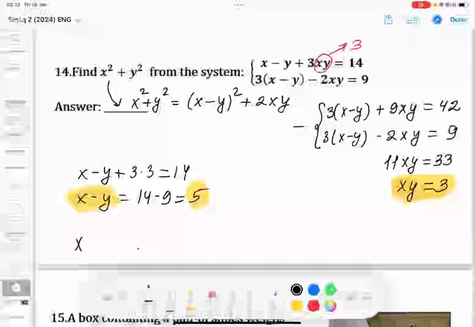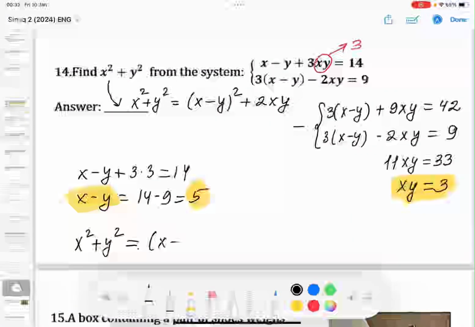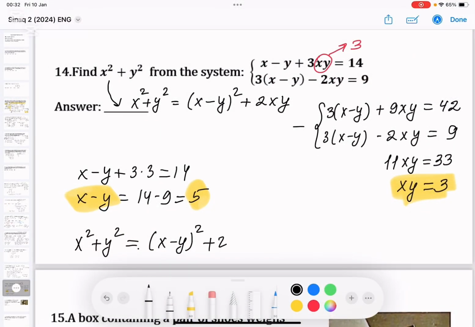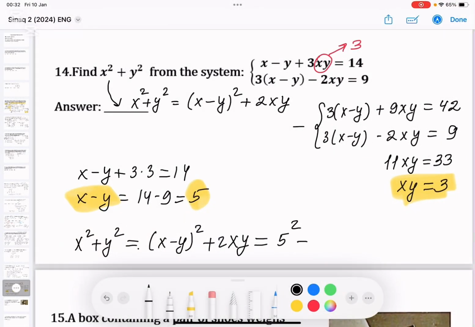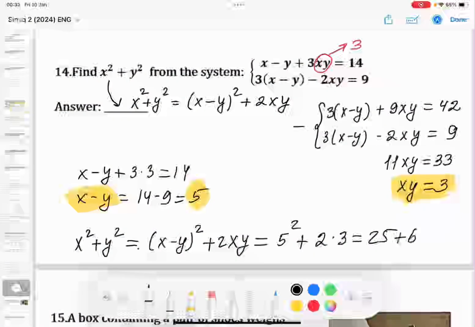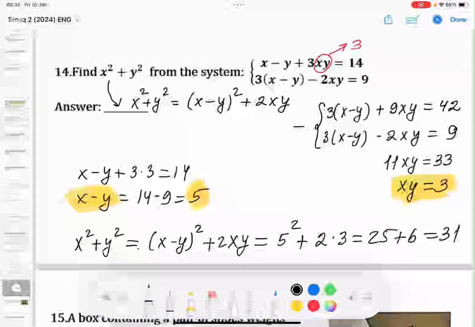So basically I can find x squared plus y squared already. It's going to be equal to (x minus y) squared plus 2xy. So it's going to be 5 squared plus 2 times 3, 25 plus 6. And that is equal to 31.